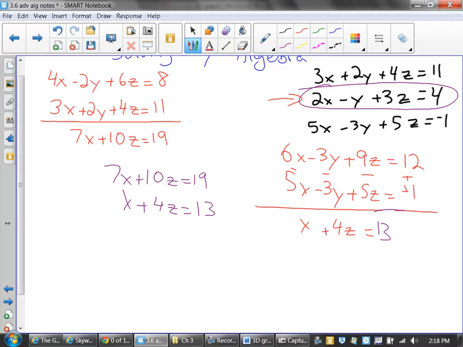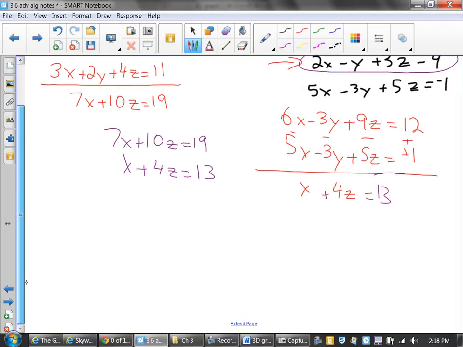Okay? Now, everybody see how we're back at two equations, two variables? Now you use your linear combination method again. Which variable do you want to get rid of? Do you want to do a linear combination or do you want to use a substitution method?